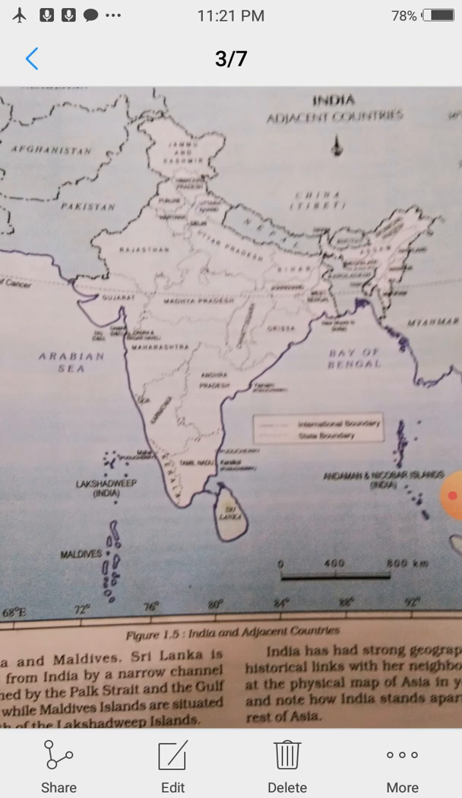Sri Lanka is separated from India by the narrow canals of the sea formed by the Palk Strait. That one is known as the Palk Strait and the Gulf of Mannar, while the Maldives islands are situated in the southern part of the Lakshadweep islands. And India has a strong geographical and historical link with the neighbors.